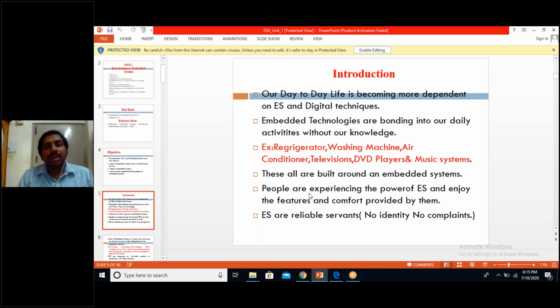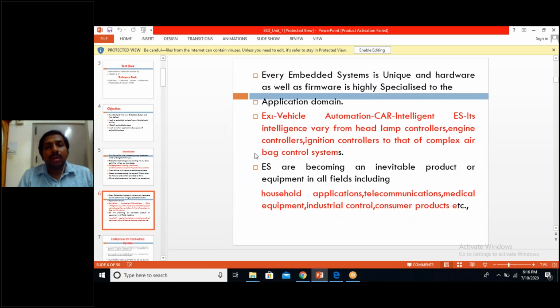Embedded system is a device which is having both hardware and software, and it is doing a specific task. These embedded system devices are acting as reliable servants. They don't define their identity and they don't command any workload. So these embedded systems are unique. They are comprising of both hardware and software. So embedded system is a combination of hardware and software and doing a specific application.